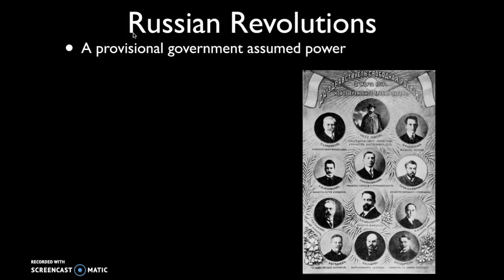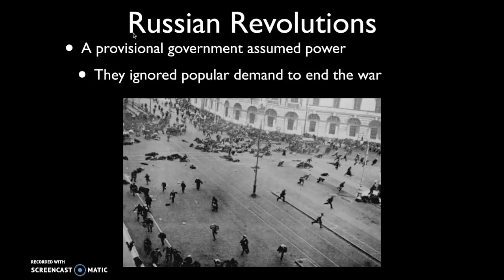Now, a provisional government assumed power. So they took the legislative body, the Duma, and they gave more power to it and tried to create a more democratic form of government. But ultimately, the people placed in power in Russia ignored popular demand. The one thing the people wanted was to get out of World War I. And the new democratic Russian government did not do this. So as you can imagine, the people continued to be upset. They continued to riot and protest.